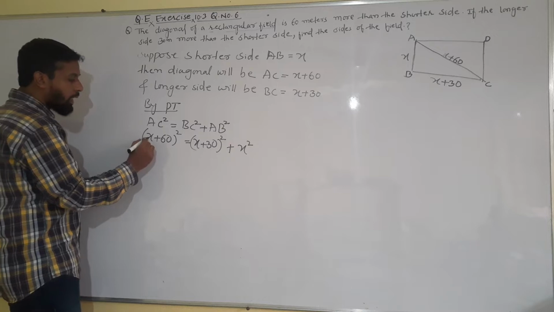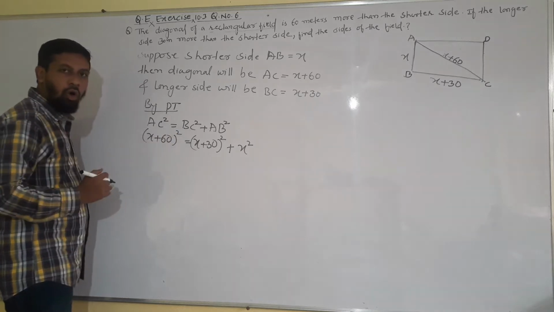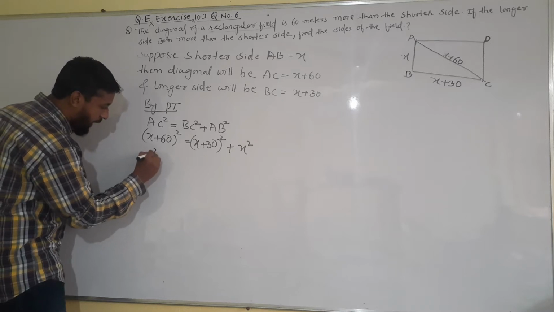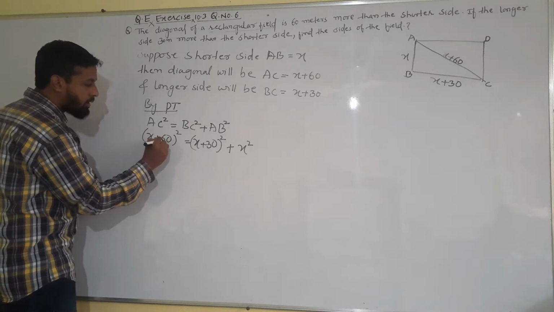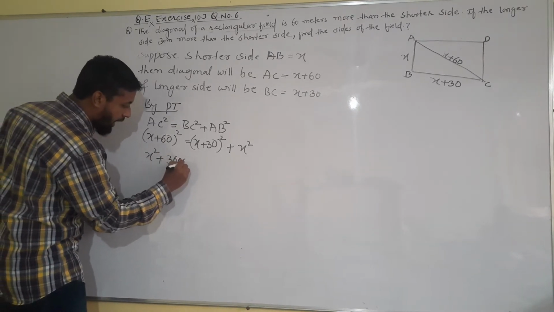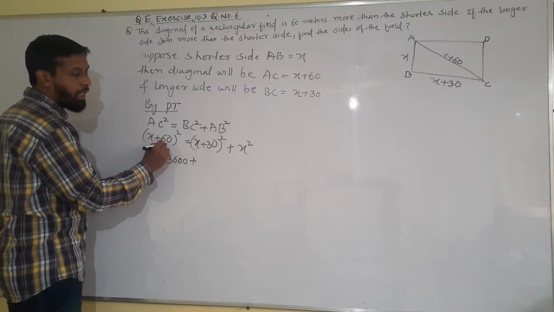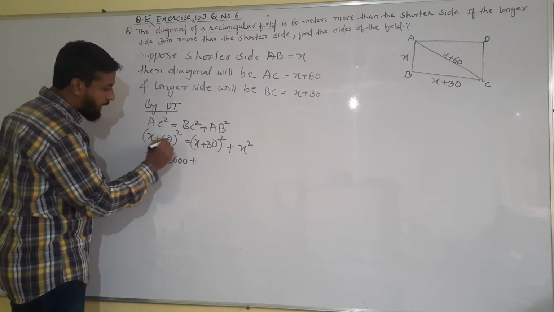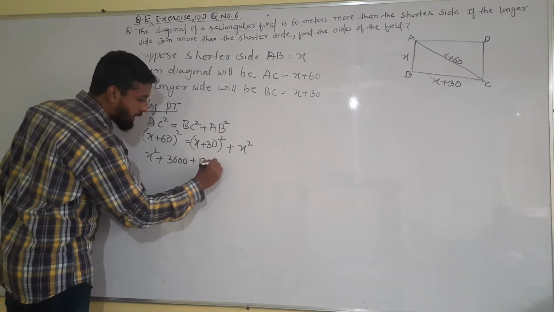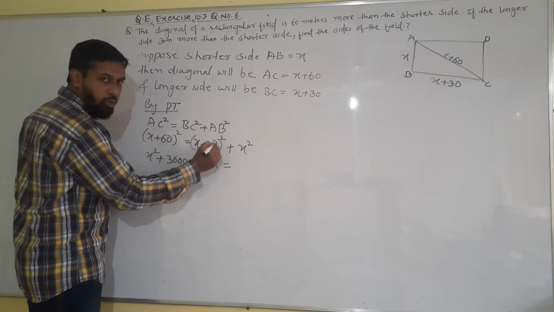Now, apply a plus b whole square to this bracket. This is in the form of a plus b whole square. Now I am applying a square means x square plus b square, 60 square. 60 square will be 3600. Then plus 2 into a into b. 2 into x is 2x into 60. 2 into 60 is 120. 120x is equal to.